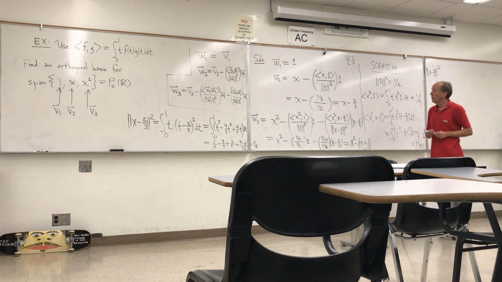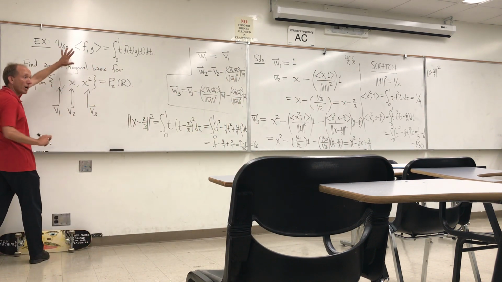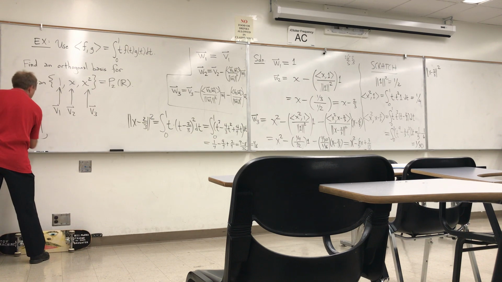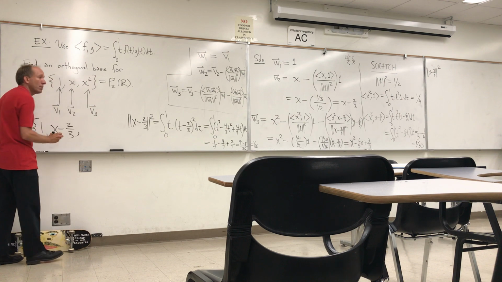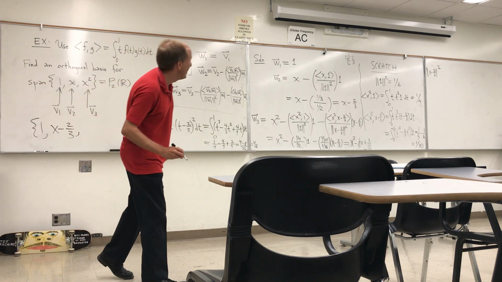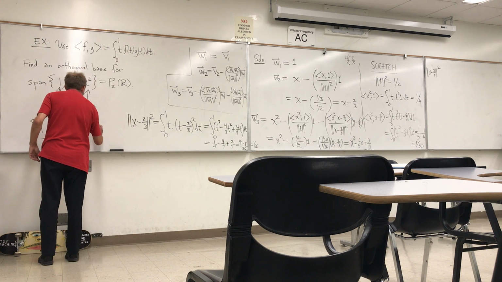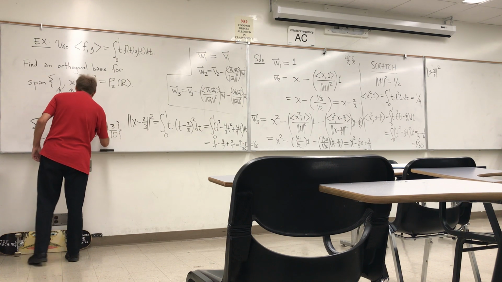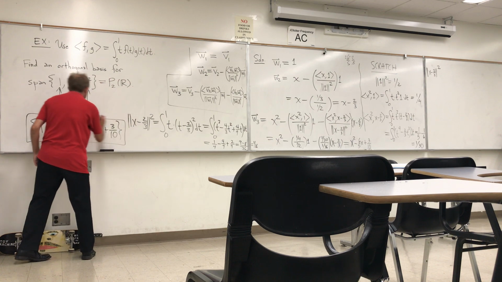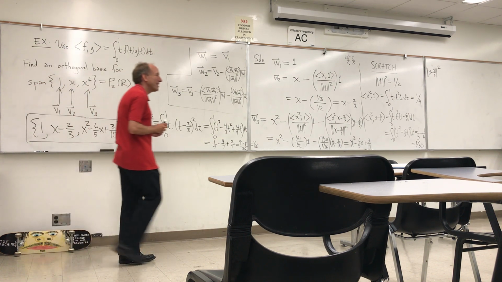So there you go. The final answer for the orthogonal basis would be 1, x minus 2/3, that was the W2, and then finally W3, which we just worked out, x squared minus 6/5 x plus 3/10. So that takes a little bit of work, but conceptually it's not too bad.